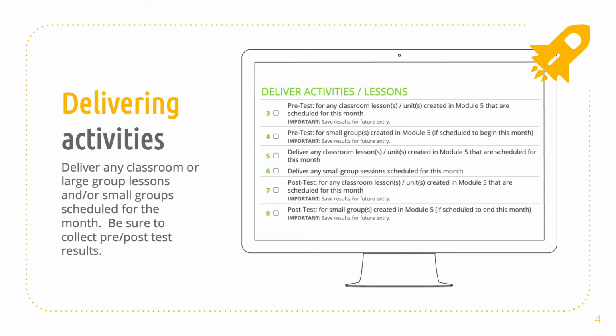Deliver any classroom lessons, large group presentations, and/or small groups that you have scheduled for the month. For the lessons you selected in Module 5 that will be submitted with your RAMP application, be sure to conduct a pre-test prior to delivering the lesson or the unit of lessons, and a post-test immediately following the lesson. The same goes for the small group that you selected for your application. Be sure to save these results. You will enter these in a later module when you collect and analyze your results for the year.